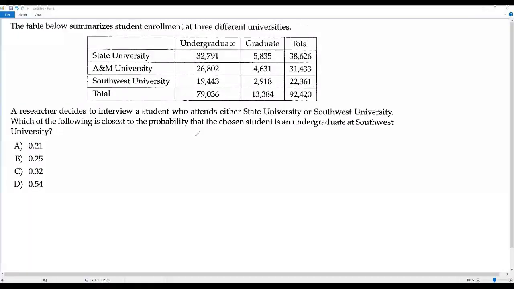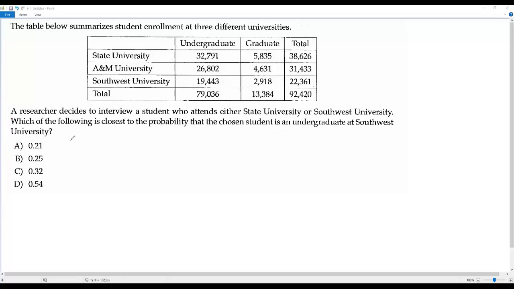Here we have a SAT math question. The table below summarizes student enrollment at 3 different universities. So in the table we have enrollments for the 3 universities: State University, A&M University, and Southwest University. Okay, let's go with the information here.